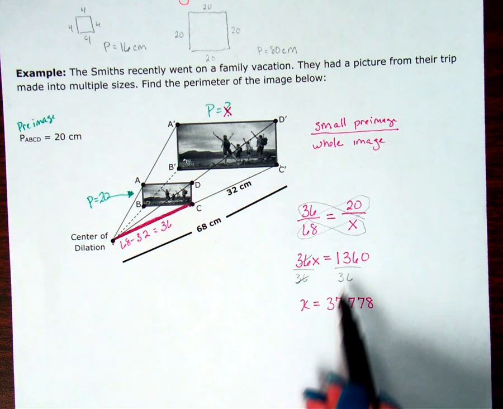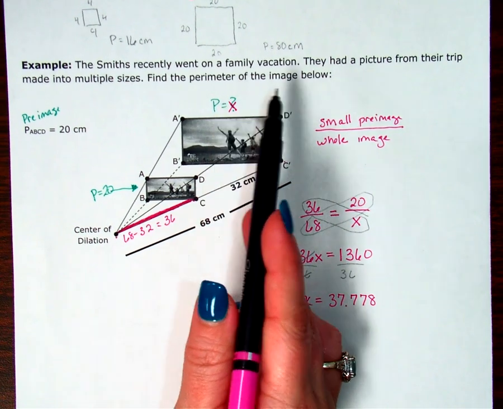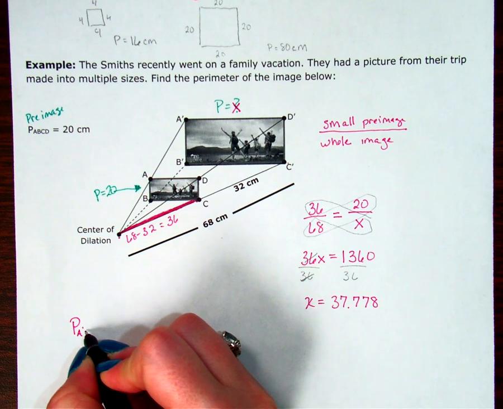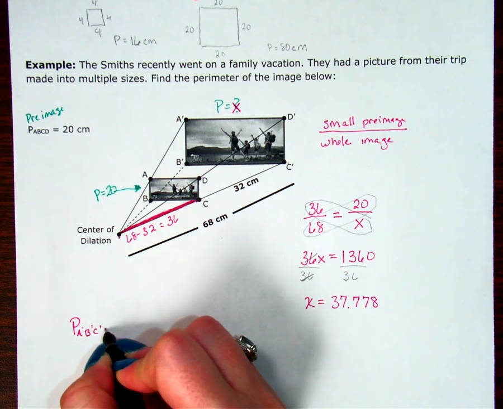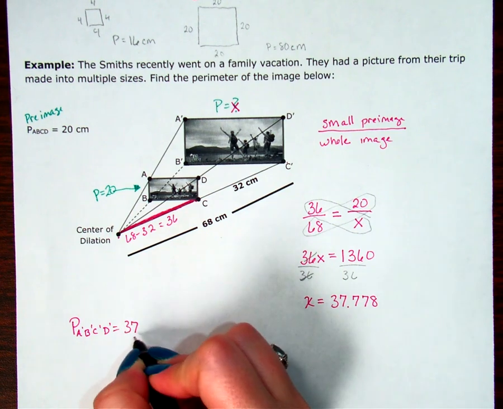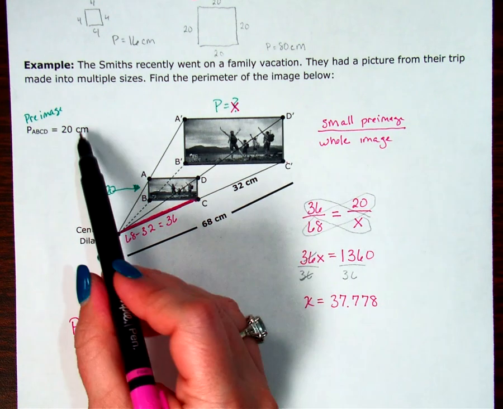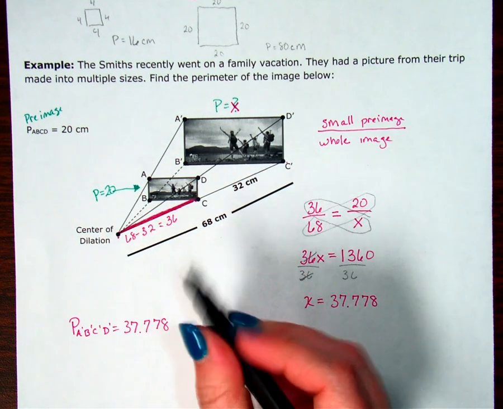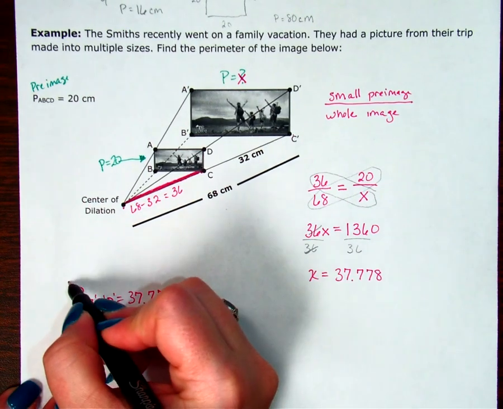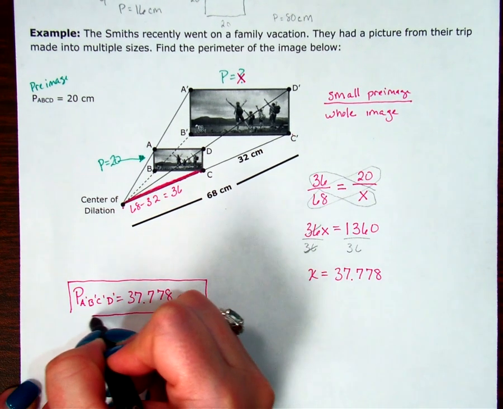When I cross multiplied and I solved, that is the perimeter that I'm looking for. So the perimeter of the image, the perimeter of A prime, B prime, C prime, D prime is 37.778, and my units here are all centimeters. Since it's not area, it's perimeter, we don't have to worry about putting a square or anything on our units. They're just linear plane units.